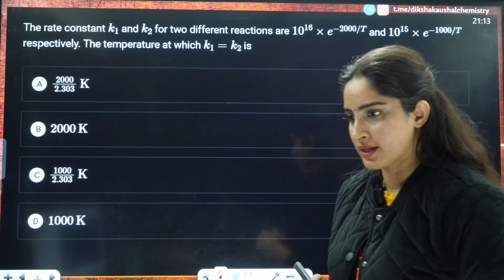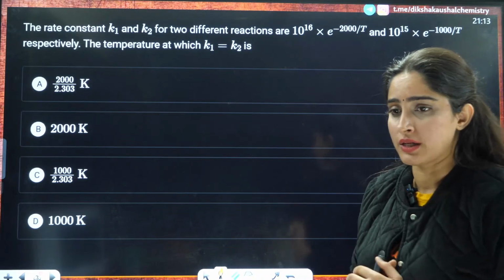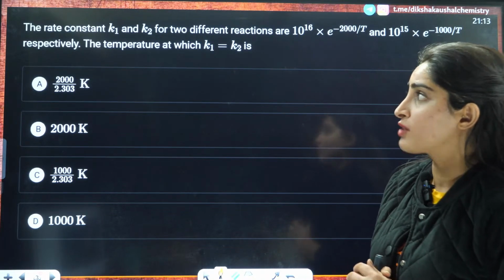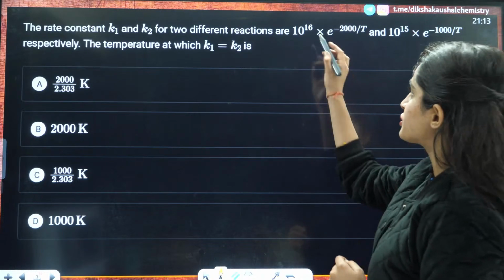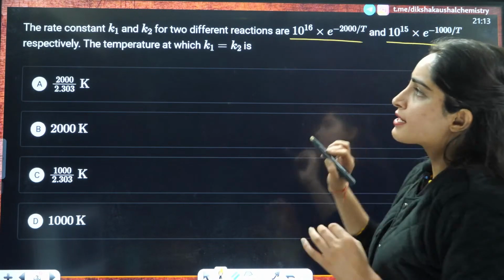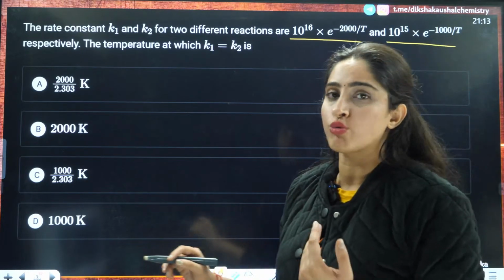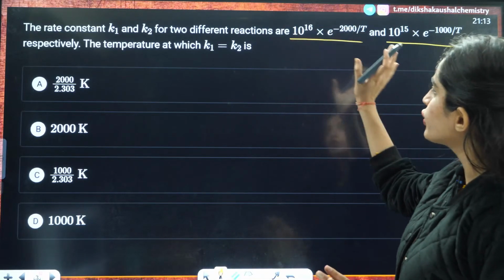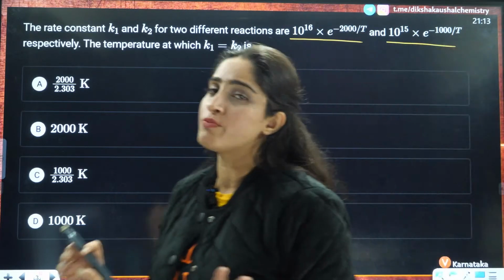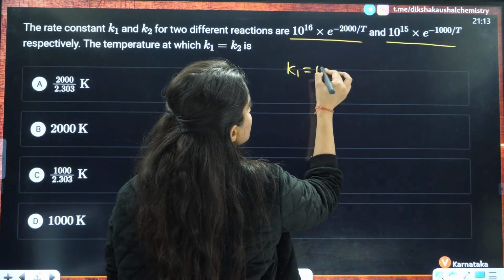Now, the second question: the rate constants K1 and K2 for two different reactions are given respectively as this and this. Find the temperature at which K1 equals K2. Again, a very simple question. K1 is given to you, K2 is given to you. You just need to make them equal. So what we will write here is K1 equals K2.